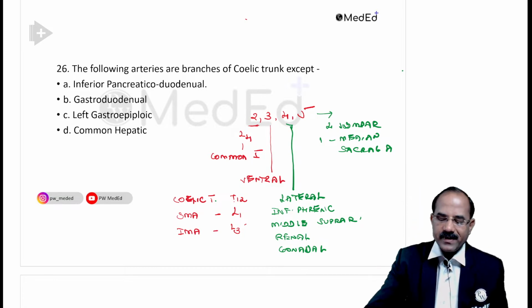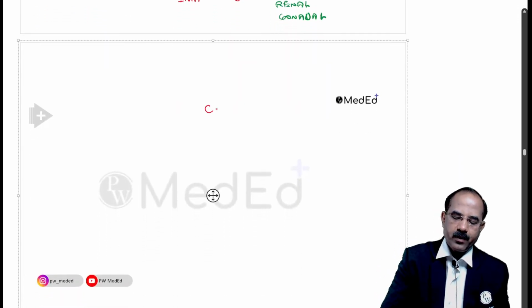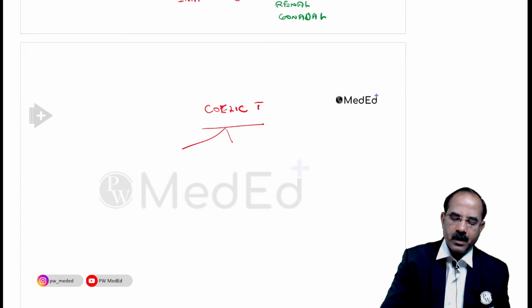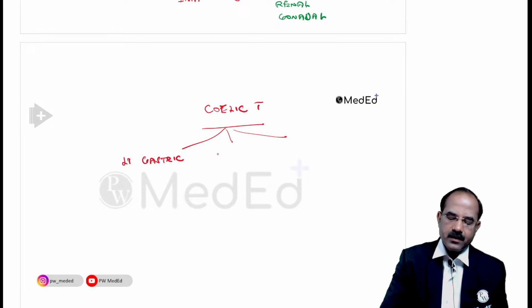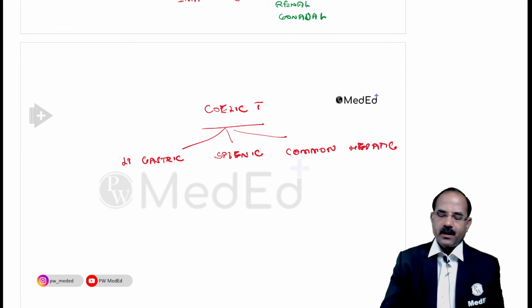Now understand the celiac trunk. I'll just write this down for you. This is very important. You should know this. Celiac trunk gives 3 main branches. You get many MCQs on this. One is the left gastric. Second is the splenic. And the third one is common hepatic. Okay, left gastric, splenic and common hepatic.